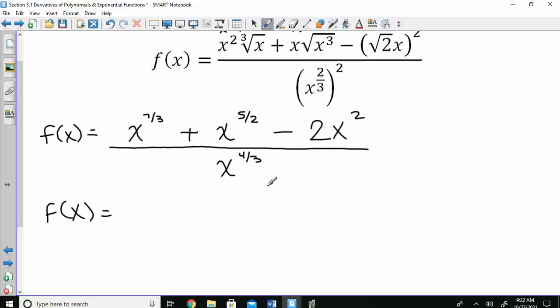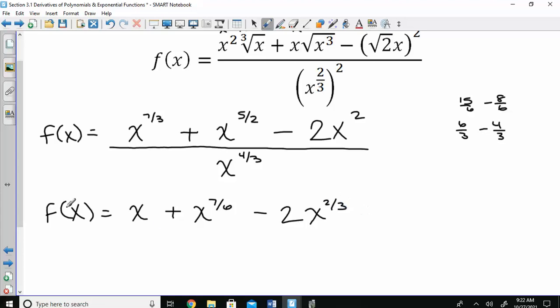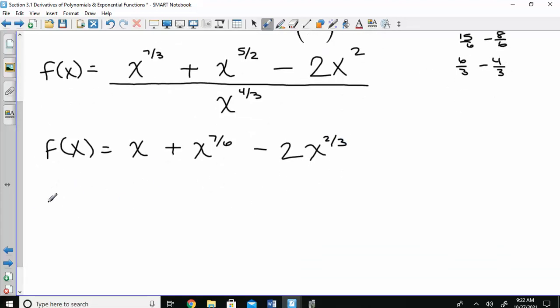So then, if we divide, what do we do with our exponents? Subtract. So 7/3 minus 4/3 would be 3 over 3, or just 1. Okay, 5 over 2 minus 4 over 3. So that's like 15 over 6 minus 8 over 6. That's x to the 7/6. 2 minus 4/3, so that's like 6 over 3 minus 4 over 3 would be 2/3.